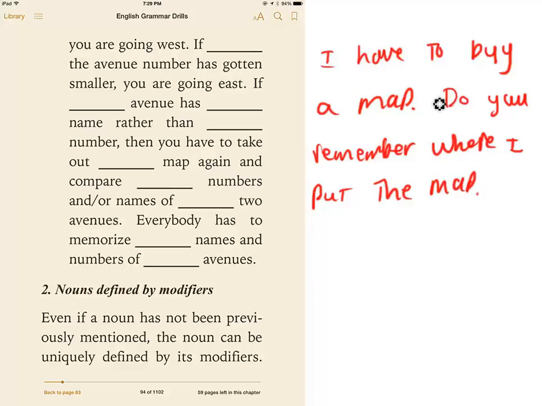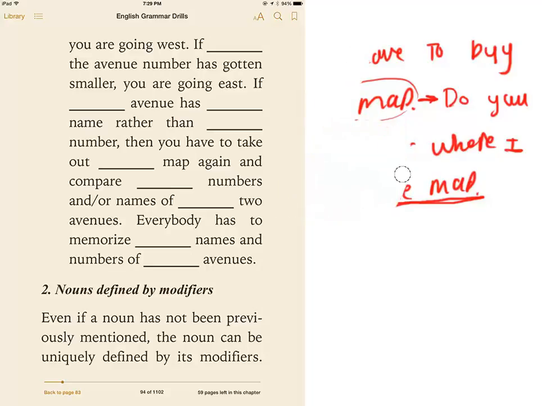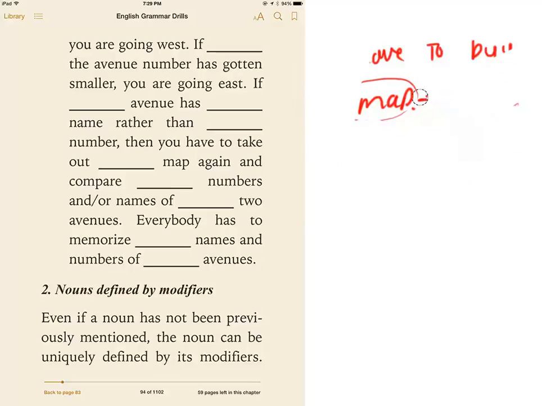Okay, and that's of course later on. This would be much later. I've already mentioned the word map. I expect the person I'm talking to in my car to remember that we bought a map. So when I ask, do you remember where I put the map? The person in my car is automatically going to know that I'm talking about the map I just bought. Okay, so that's a defined noun because it's already been mentioned in the conversation.